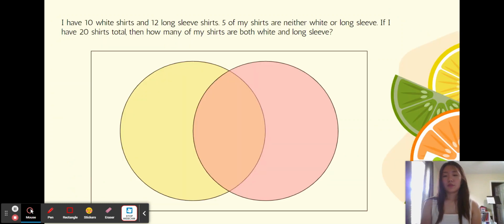So the first example has two circles. I have 10 white shirts and 12 long sleeve shirts. 5 of them are neither white nor long sleeve. If I have 20 shirts total, then how many of my shirts are both white and long sleeve?